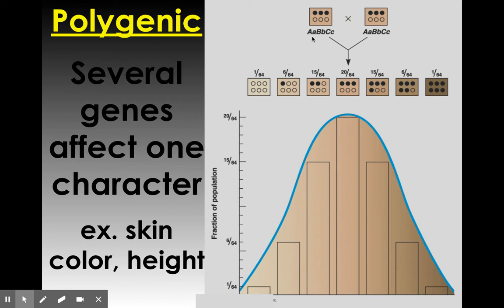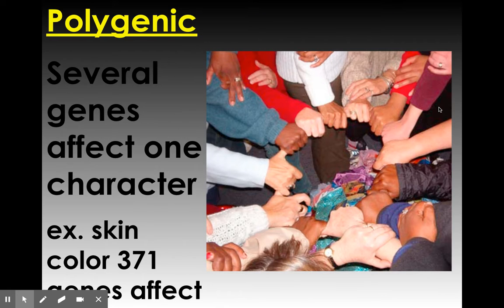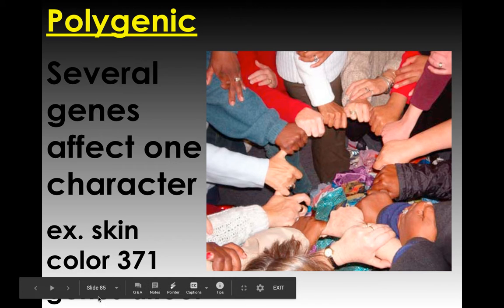In this case, we have three genes that are going to impact, in this little diagram, skin color. And we can go from very light to very dark, dependent on the presence of genes and that combination of just having one or two or three or four or five or up to six in this example. Skin color is unique. 371 genes we now know impact skin color.